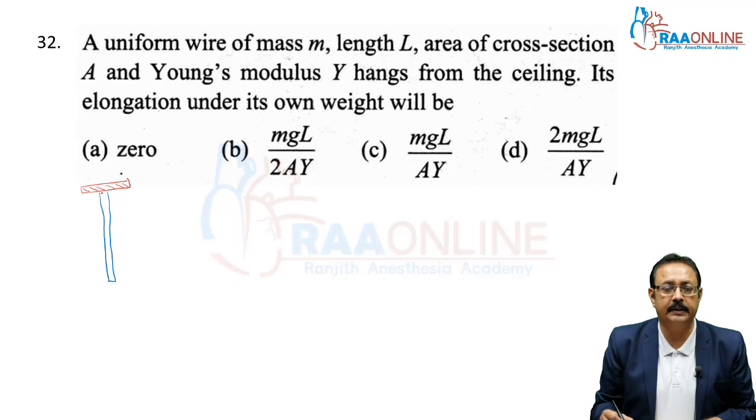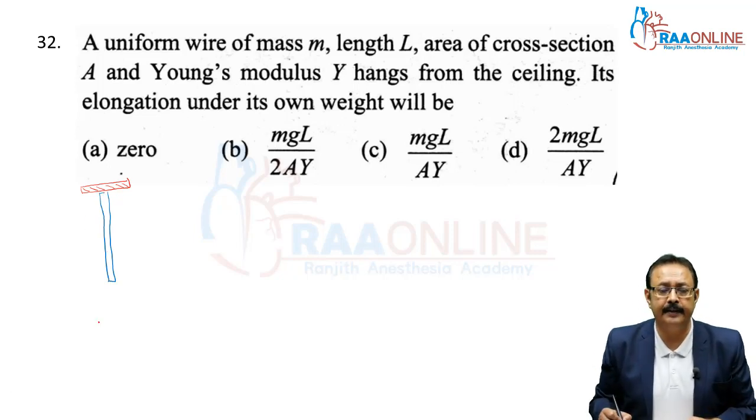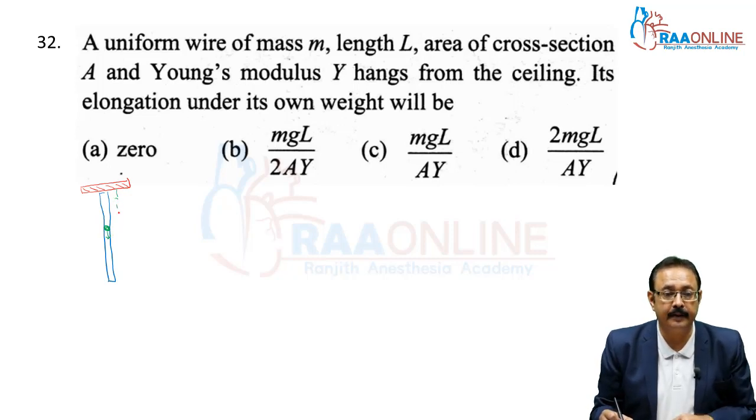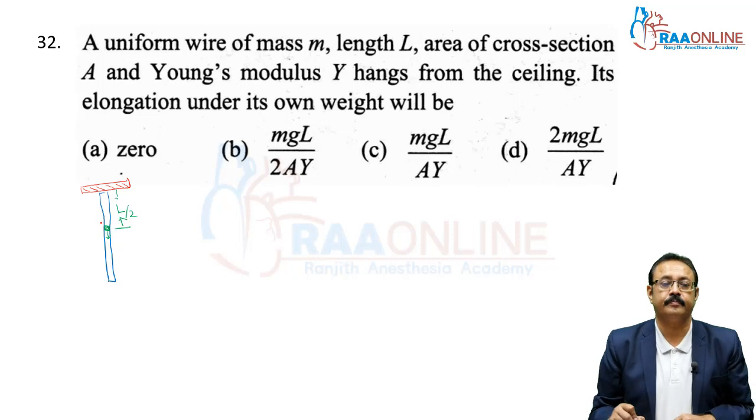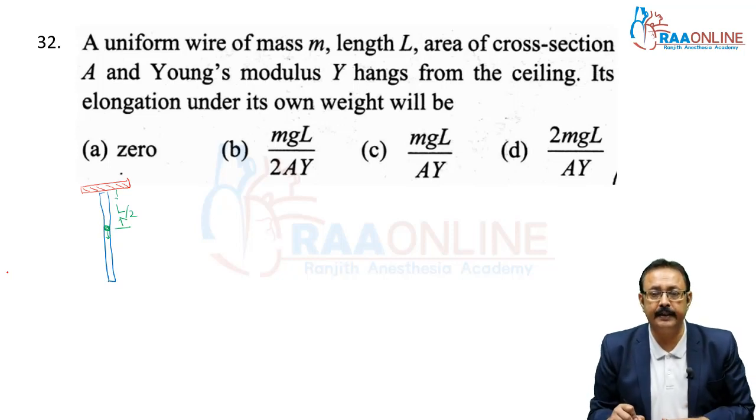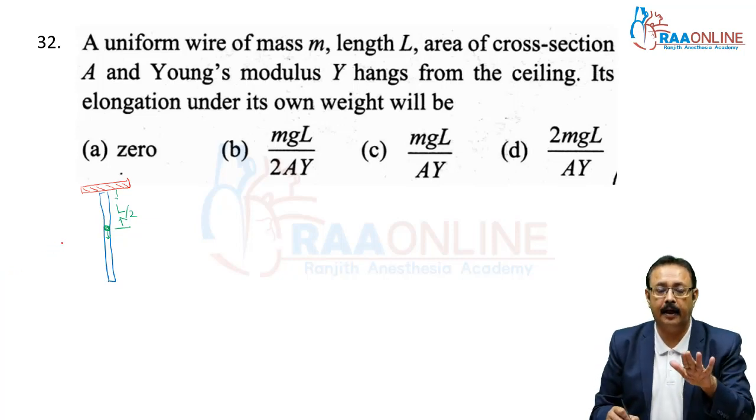We want to calculate the change in length by its own weight. Where will its weight work? Weight is at its center of gravity, and it is at the center only. Its weight is working here. Weight is for the full wire but working at half length, L by 2.